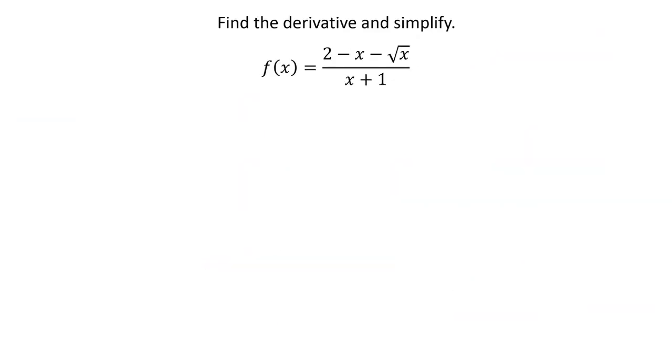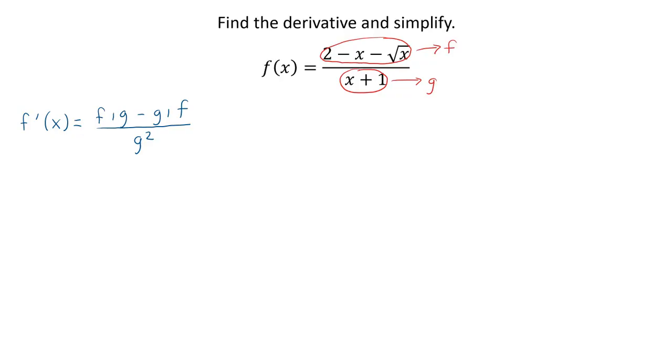In this example, we're asked to do the same thing. Find the derivative and simplify. f of x is equal to, in the numerator, 2 minus x minus the square root of x, and in the denominator, x plus 1. In the quotient rule, f will represent the numerator, and g will represent the denominator. The quotient rule is f prime g minus g prime f over g squared.